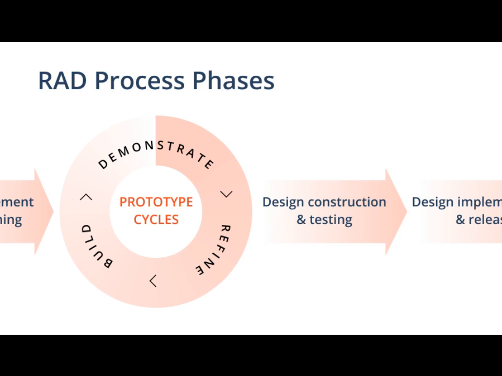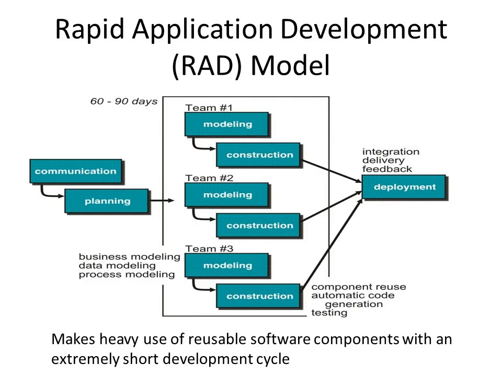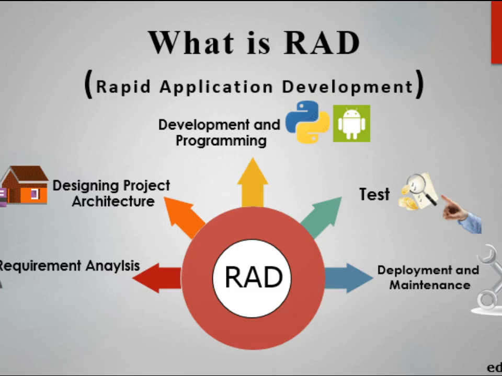The next phase is construction. The construction phase highlights the use of pre-existing software components. RAD assumes the use of fourth generation techniques rather than creating software using conventional third generation programming languages. The RAD process works to reuse existing program components whenever possible or create reusable components when necessary.